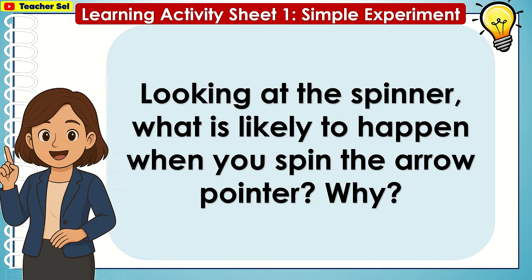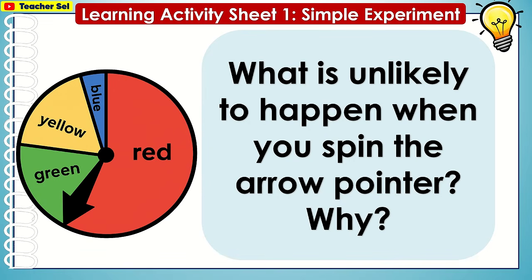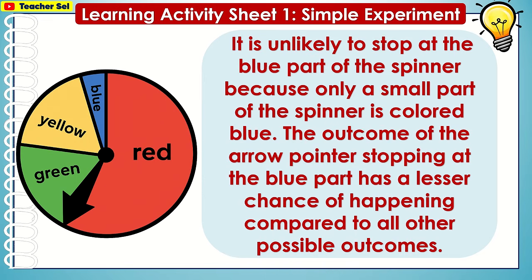Looking at the spinner, what is likely to happen when you spin the arrow pointer? Why? It is likely to stop at the red part of the spinner because the red part is the largest. The outcome of the arrow pointer stopping at the red part has a greater chance of happening compared to all other outcomes. What is unlikely to happen when you spin the arrow pointer? Why? It is unlikely to stop at the blue part of the spinner because only a small part of the spinner is colored blue. The outcome of the arrow pointer stopping at the blue part has a lesser chance of happening compared to all the other possible outcomes.